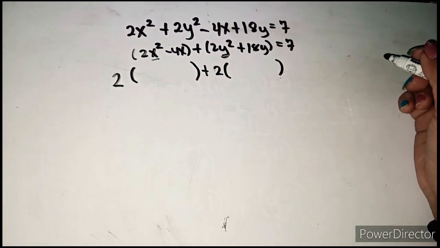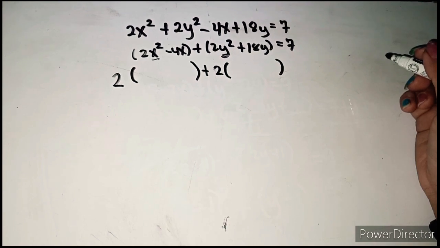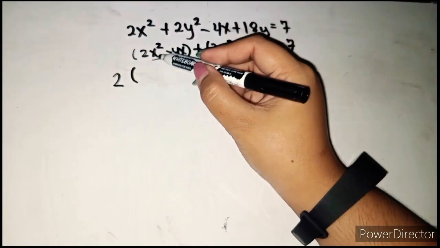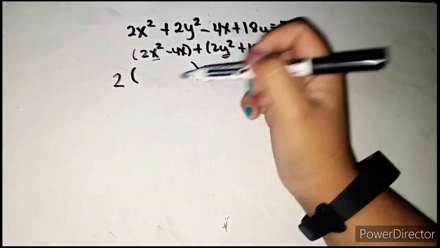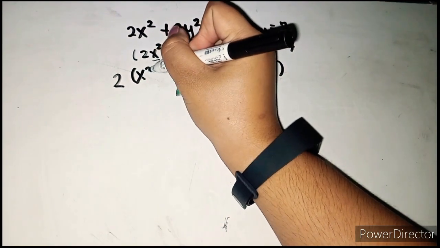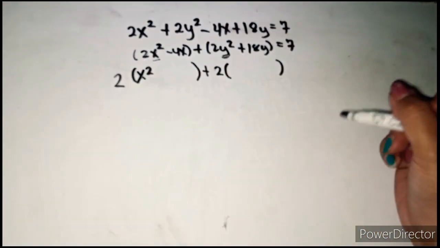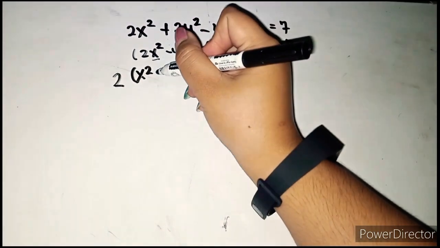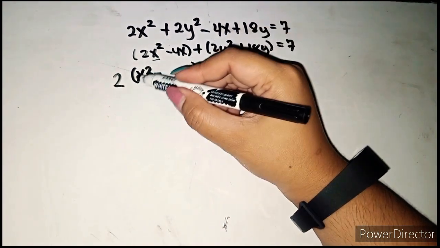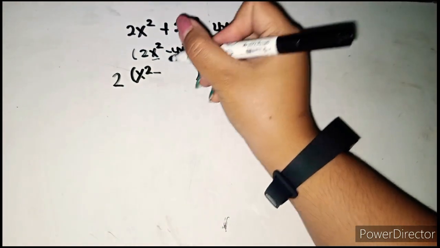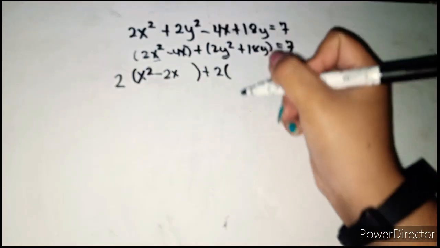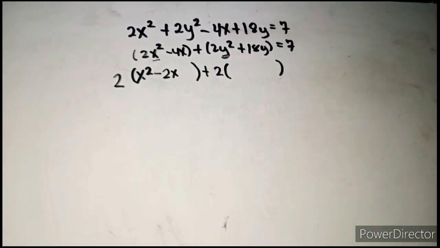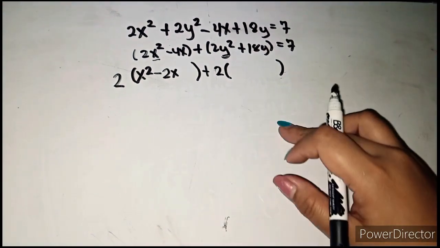Okay? Once na nalabas, ano naman ngayon magiging bago nating equation? So, ganito po. So, 2x squared divided by 2, may iwan lang si x squared. And then, negative 4x divided by 2 is equal to 2x. Okay? So, kung ano yung ginawa natin sa x, ganun din yung gagawin natin sa y.